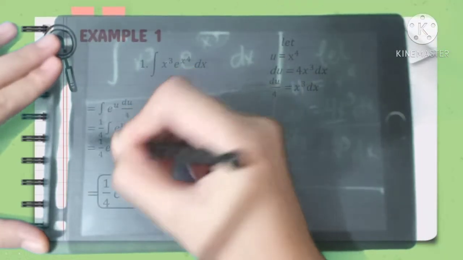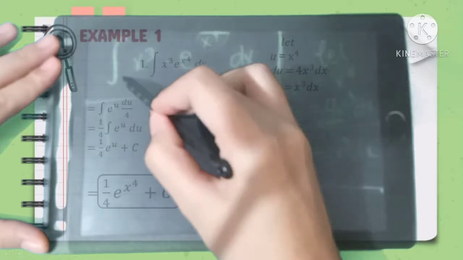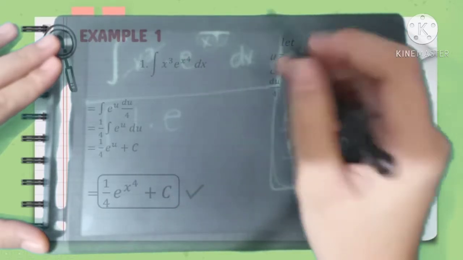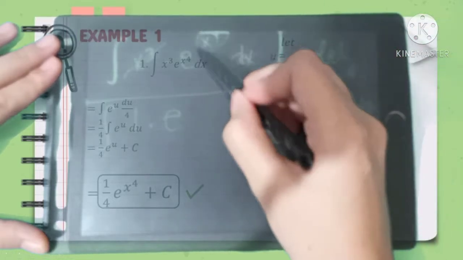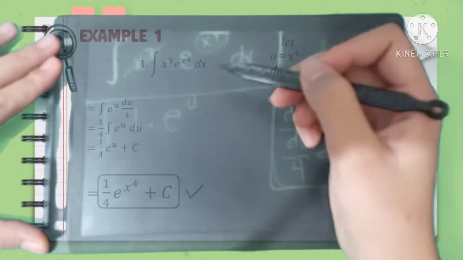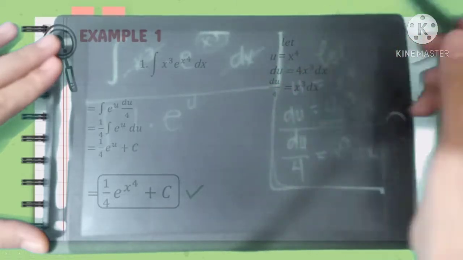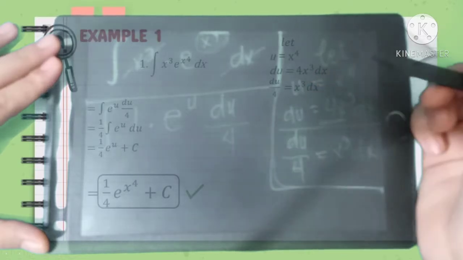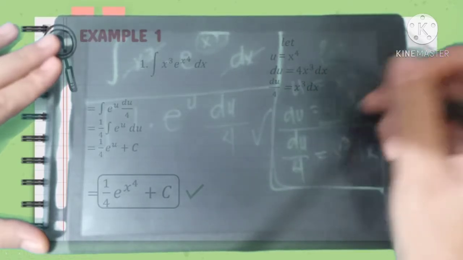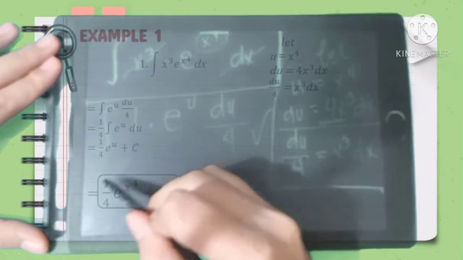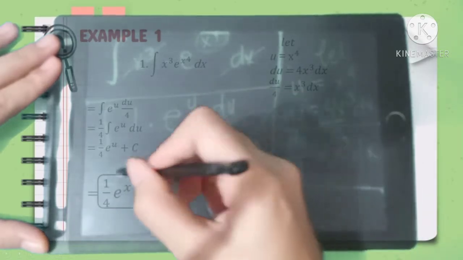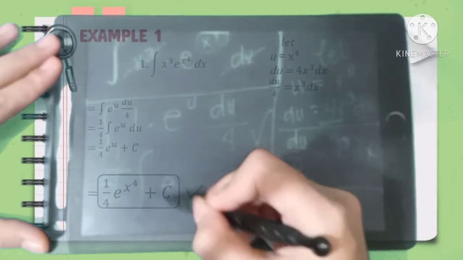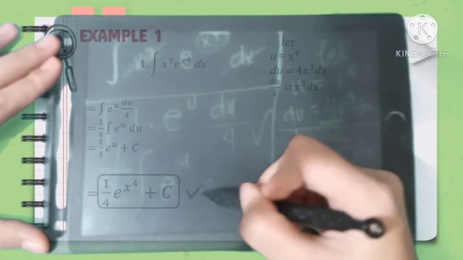So, let's write it. Since cancel na to, that would be 1 na lang times e raised to x to the 4th power. Pero since yun nga yung u natin, yun muna ilagay natin. So, dx magiging du na. So, du, since may 4 over 4. Since this is a constant, lipat natin siya sa labas. Okay, that would be 1/4 and the integration of e raised to u du.